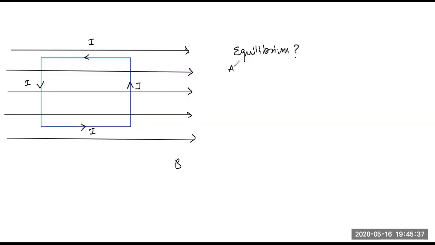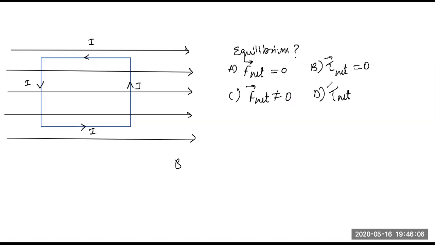Okay, let me simplify it for you. Sir, isn't it a couple force? Yeah, there will be a couple force, correct. I'll give you an option. Let's rephrase this question a little bit. A, F net equal to 0. B, tau net equals to 0. C, F net is not equal to 0. D, tau net is not equal to 0. Multiple correct.